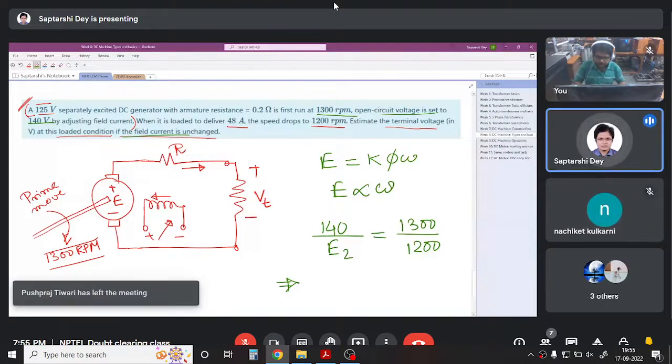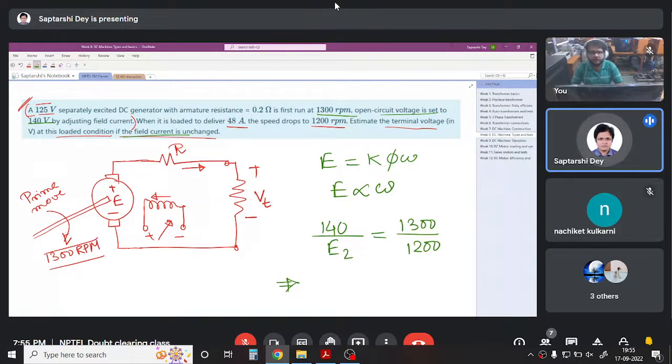In the meantime, you tell me, can I do these things in RPM? These equations, I directly wrote them in RPM. I did not convert them into radian per second. Can I do it in RPM?